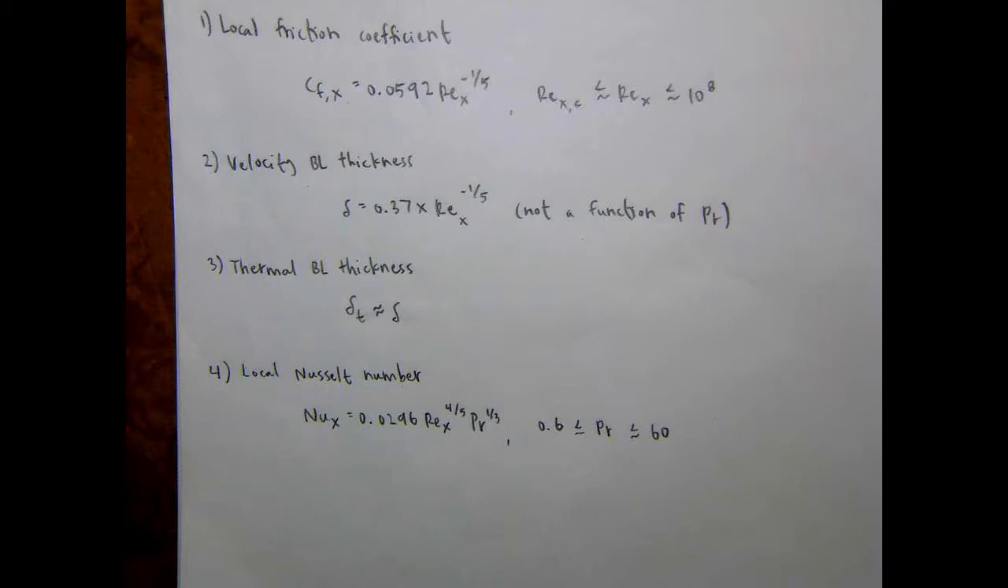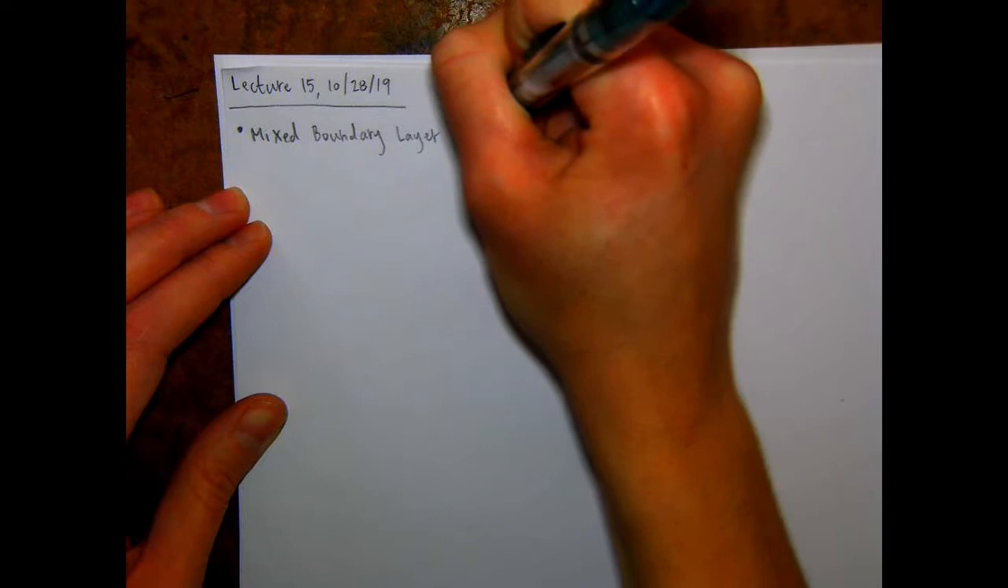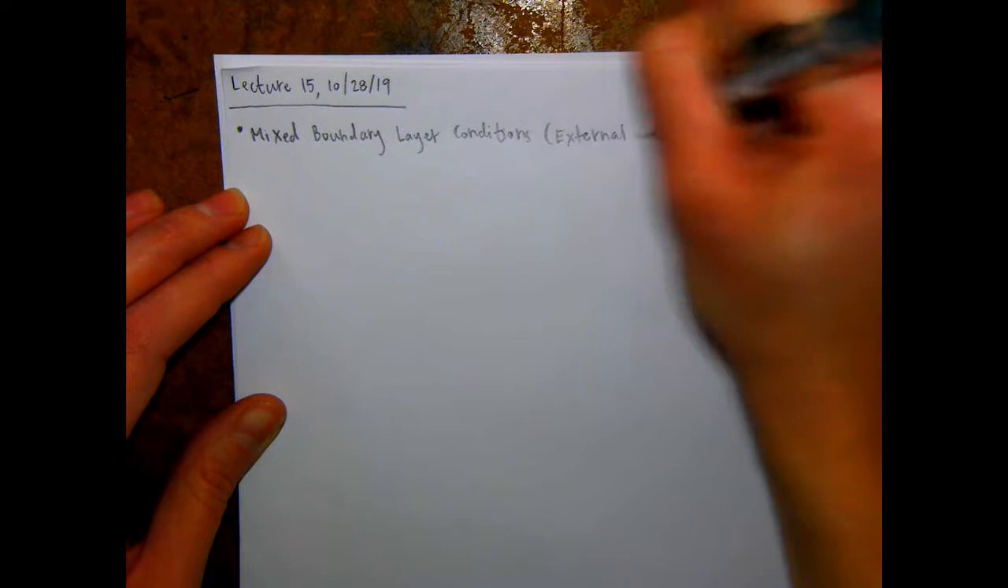For this, I'll go ahead and switch over to a new section. Okay, so this is mixed boundary layer conditions. And let's remind ourselves that we're still talking about external flow over a flat isothermal plate.